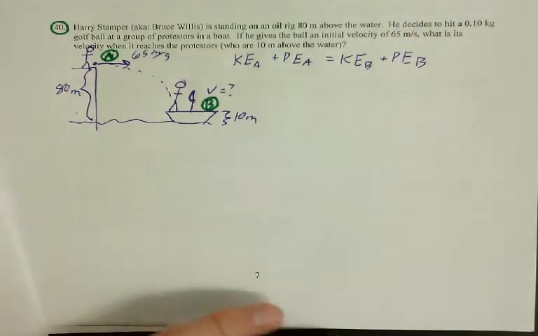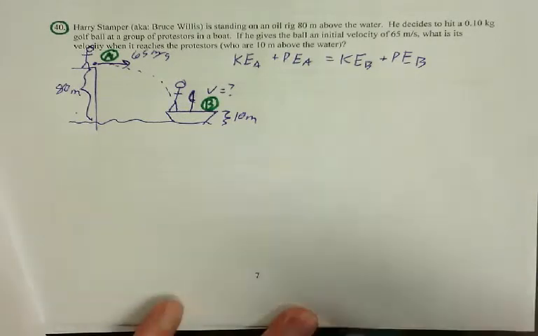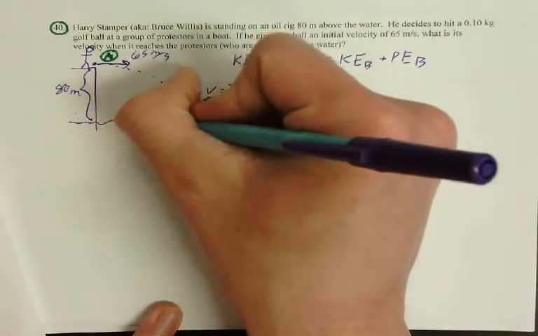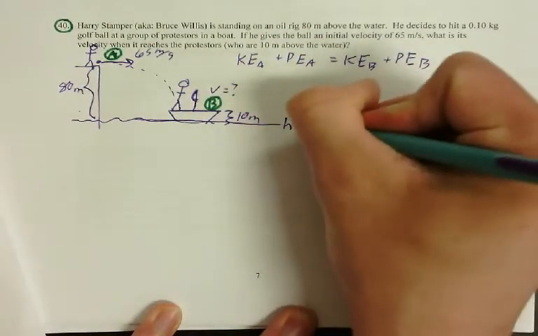Now, there's one part of the diagram that some of you did and some of you didn't. The last thing you need to do on the diagram is label where 0 is. You need to decide what your height of 0 is. If you don't know, then you should just make the ground 0, in this case, the water. So I'm going to write h equals 0 here for the water.